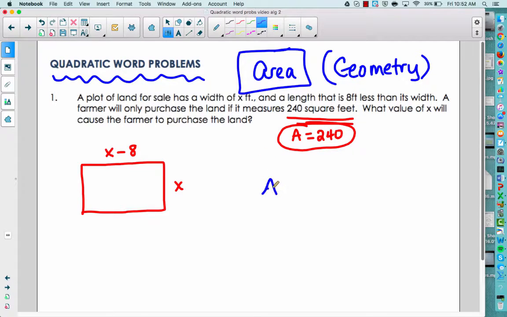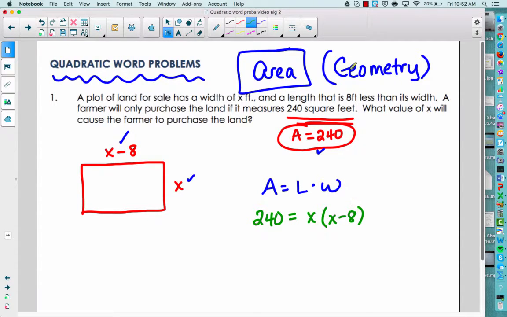So the area formula for a rectangle is length times width. All right, so I have my length, I have my width, okay, and I have my area. So I substitute those values into the area formula. So I'm actually going to write 240 equals x times x minus 8. I put it in parentheses.